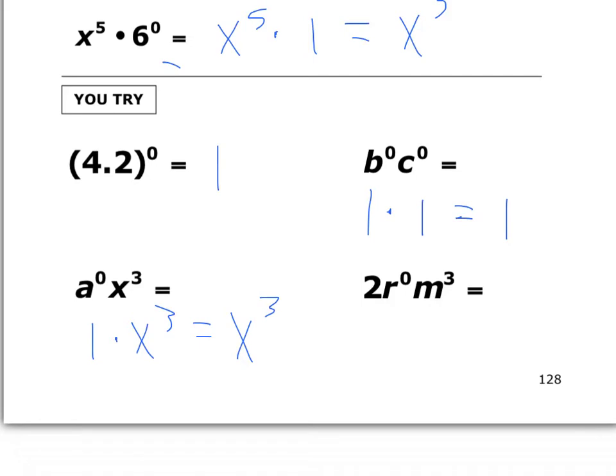And the last one, remember you have to separate it out. Do not include the coefficient. So r to the 0 is 1, so we have 2 times 1 times m cubed. 2 times 1 is 2, and we have m cubed on the end. That is 0 exponents. You just must know that anything to the 0 power is 1.